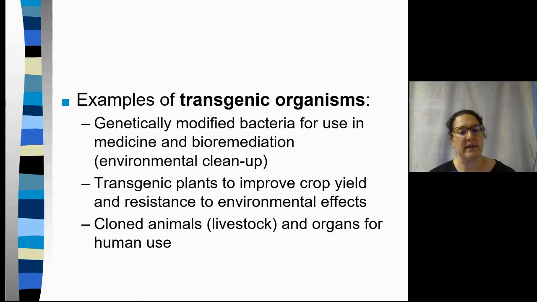And we do this to modify bacteria for medicine and bioremediation, so environmental cleanup. And transgenic plants are used to improve crop yield and resistance to environmental effects, like Roundup Ready canola, where you can spray Roundup on your crop. It will kill the weeds, but your plants won't die. Also, this has happened occasionally for cloned livestock and cloned organs for human use.